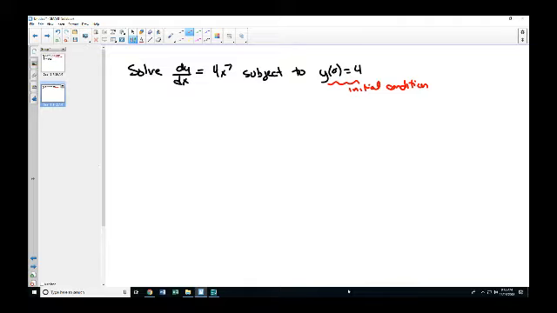So basically what we're doing now, when we calculated this function, we had no way to tell where it was placed up and down on the y-axis. This is telling me that y goes through that point 0,4. The function goes through 0,4. Okay. So now I'm going to get rid of the c because I know where to put that.